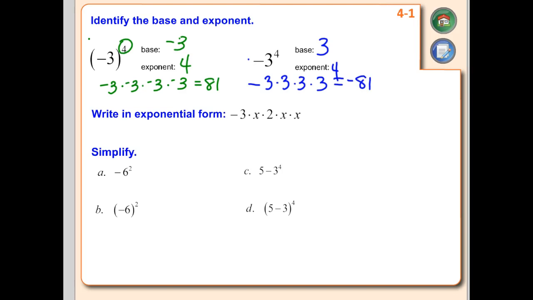Okay, so please, please, please, big deal. Make sure in chapter 4, when we're looking at these bases, you know who's in the parenthesis and who's out of the parenthesis.